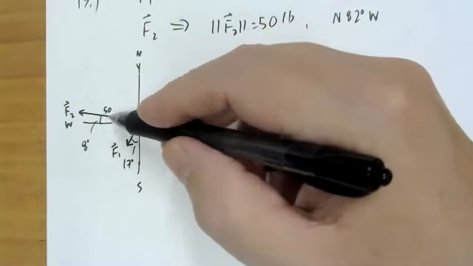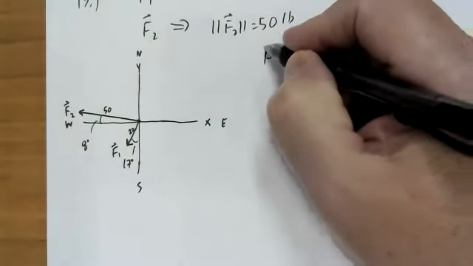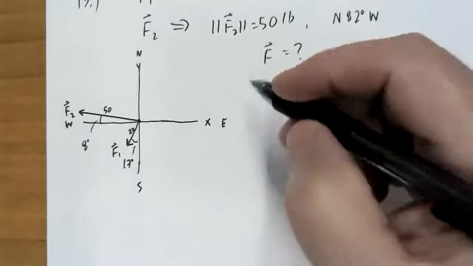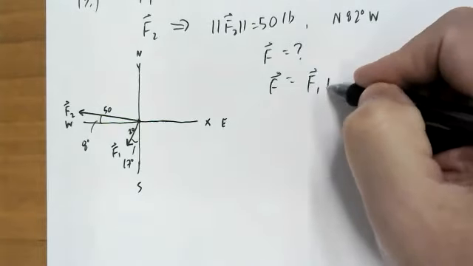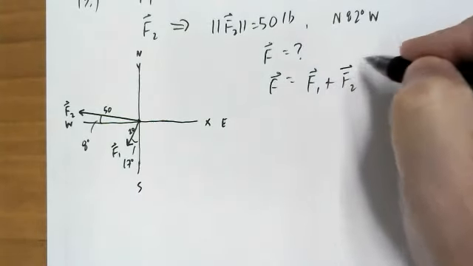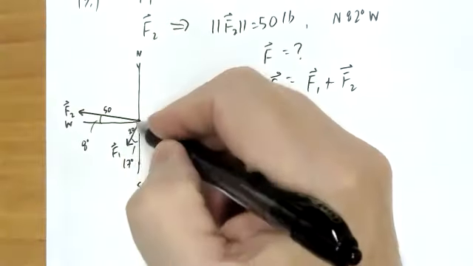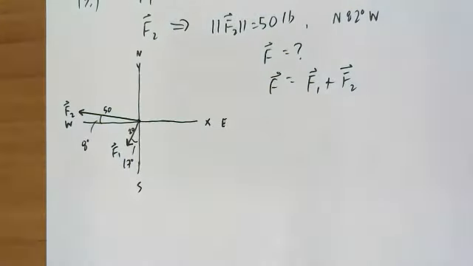Matter of fact, when you think about it, what they're really asking for is the resultant vector. I'll call it F, and the resultant vector is really just adding the two force vectors together. That's what we're really doing. Since both of these are pushing on the same point here, it's like these forces are being added together. So the question is, what's it going to look like when you add these together?